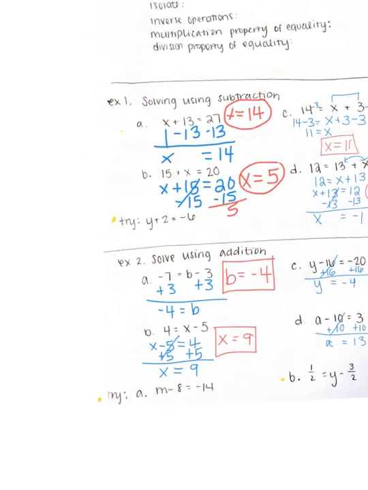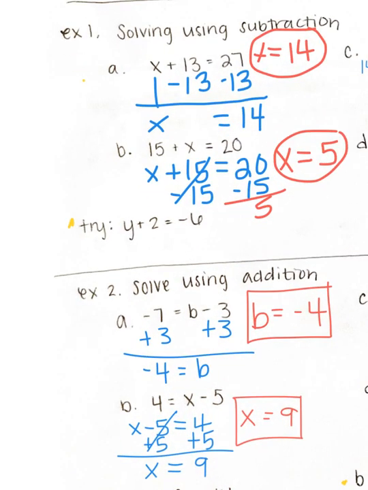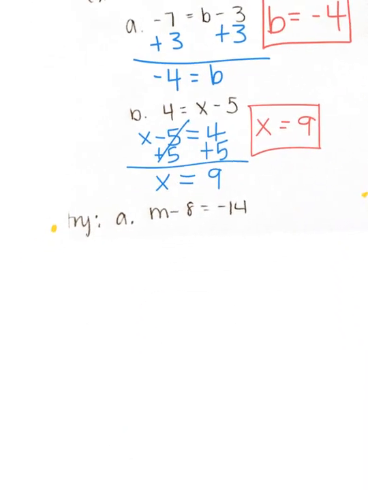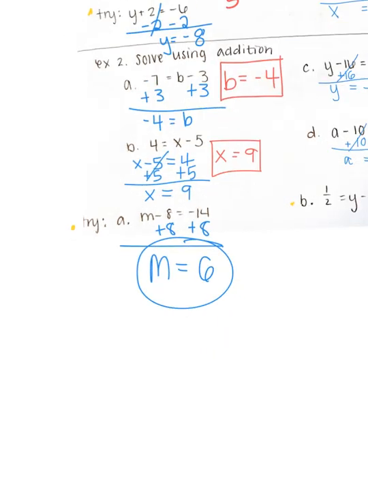Okay, hopefully for trying those, for this one right here, you subtracted 2 from both sides, and you got y equals, remember, -6 minus 2 would be -8. Okay, right here, m minus 8 equals -14. I should add 8, do the opposite thing. m equals -14 plus 8 would give me 6. So I get +6 for that one.